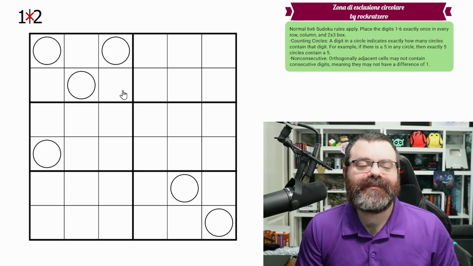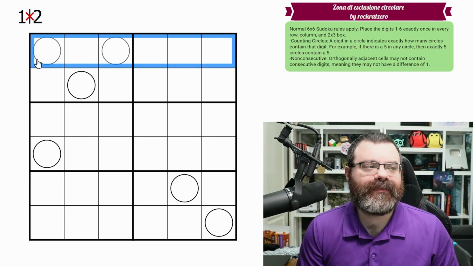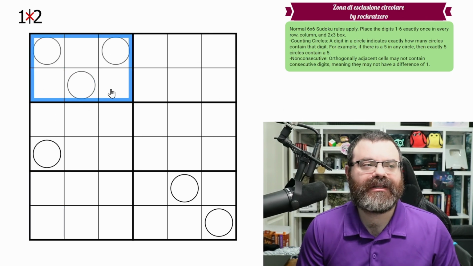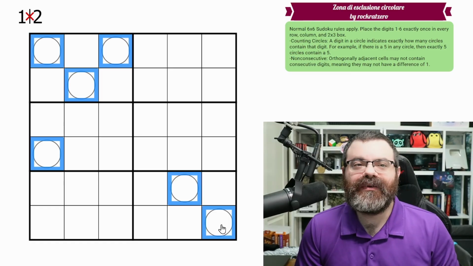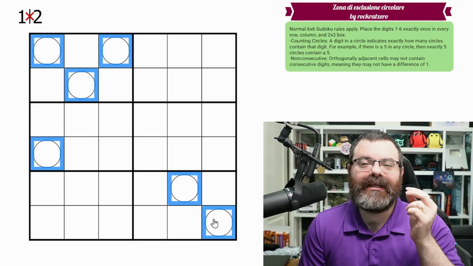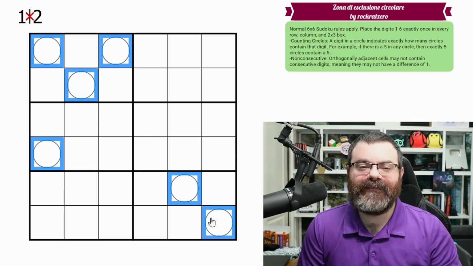We do have normal 6x6 Sudoku rules, so in each row, each column, and each 2x3 box, we are placing the digits 1 to 6 exactly once each. We also have counting circles. That's these circles here. So counting circles count how many times a digit appears if it appears in the circle.